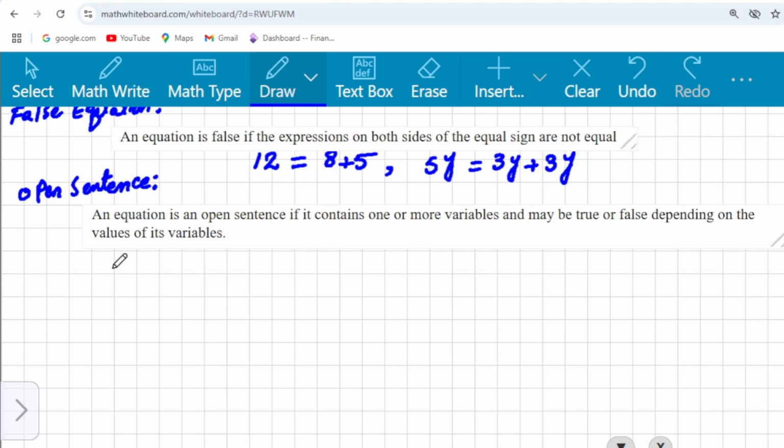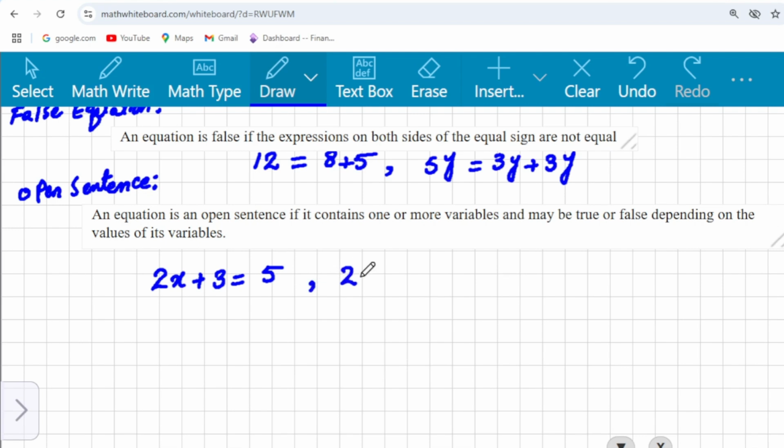This is an open sentence. For example, I am writing here 2x plus 3 is equal to 5. This is an equation. If we put x equal to 1, it becomes 2 into 1 is 2, plus 3 is 5, which is true. But if we put x equal to 2, 3 or something like this, it may be false. In the case of x equal to 1, it is true. If x is other than 1, then it will be false. So we can't say whether it is true or false. Such equations are known as open sentences.